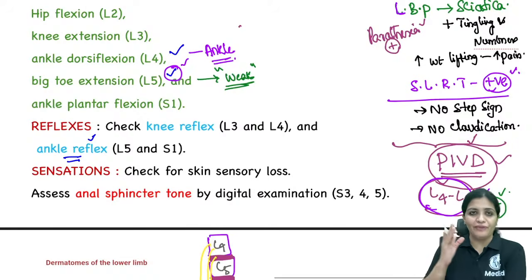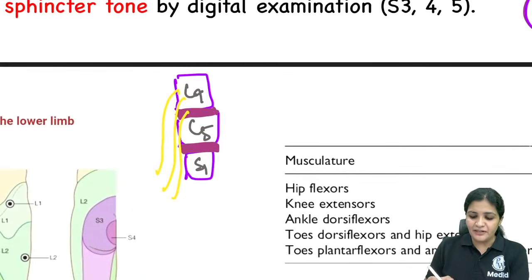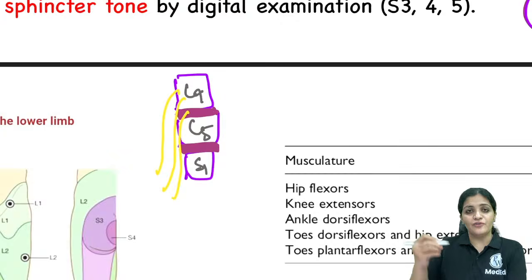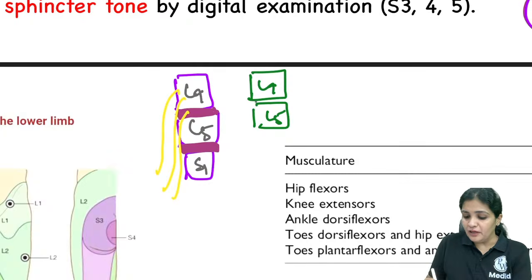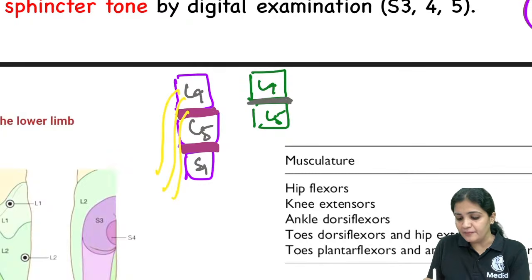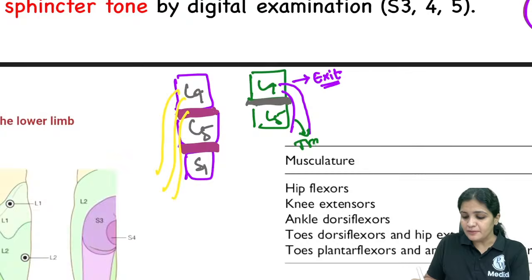So this is the disc of L4 and L5. So L5 is affected. Why is L5 affected? Because L5 is the nerve which passes through the disc. So imagine that this is L4 and this is L5. So here we have this L4, L5 disc, right? Whenever there is a disc prolapse of L4 and L5, you see the L4 and this is L5. So L4 nerve will exit and this L5 nerve will traverse.